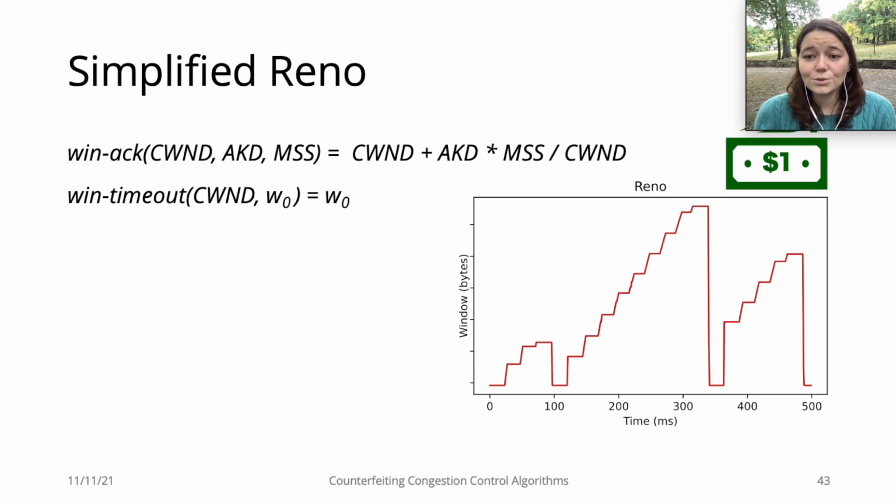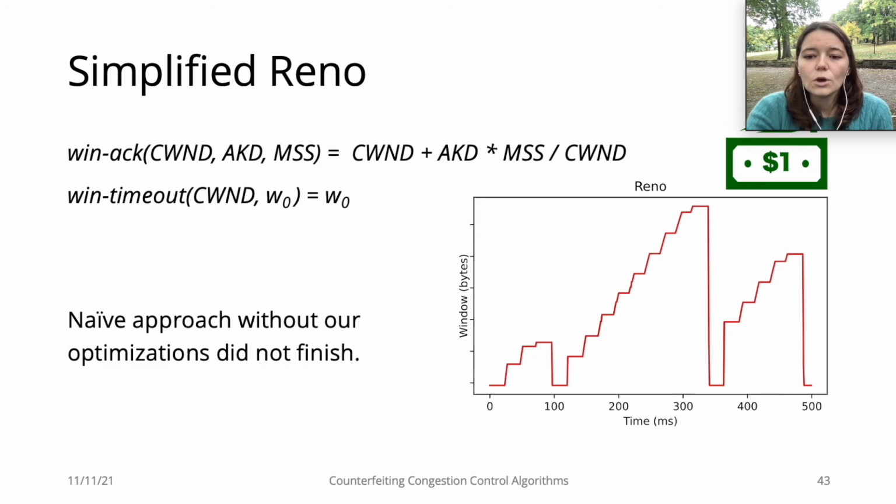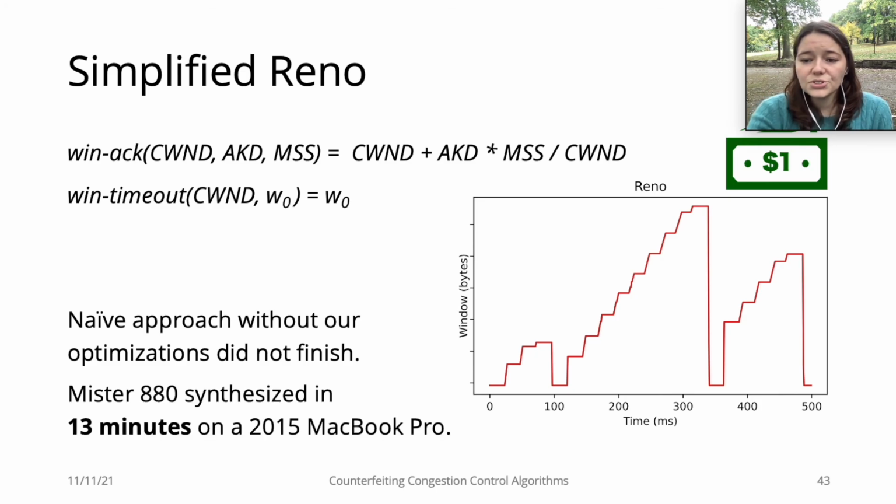We tested our approach in a few simple CCAs, including Reno, our $1 bill. The naive synthesis method that I showed you in the beginning did not synthesize Reno, it timed out after 1 day. With our optimizations, however, Mr. 880 was able to synthesize simplified Reno in 13 minutes on a MacBook.